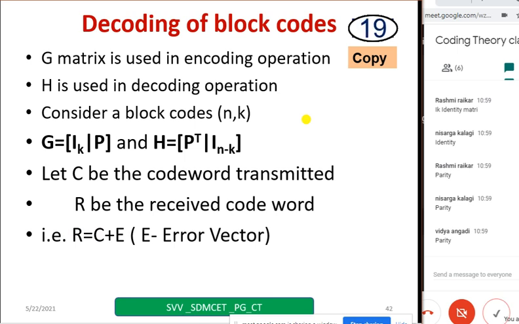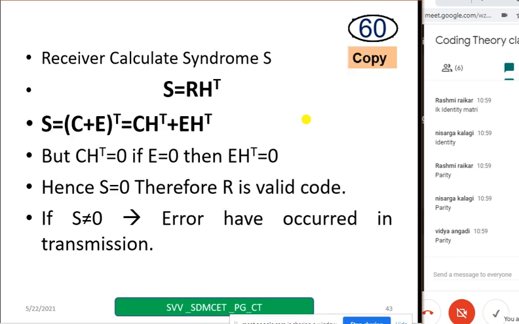Now at the receiver side, what do I do? I calculate the syndrome. What is the syndrome, sir? Simply, received R into H transpose I do. Because I am not doing C plus E. I don't know whether E is there or not, whether some error is there or not. R into H transpose I do, and I will calculate S. If R is C only, then it will become 0.